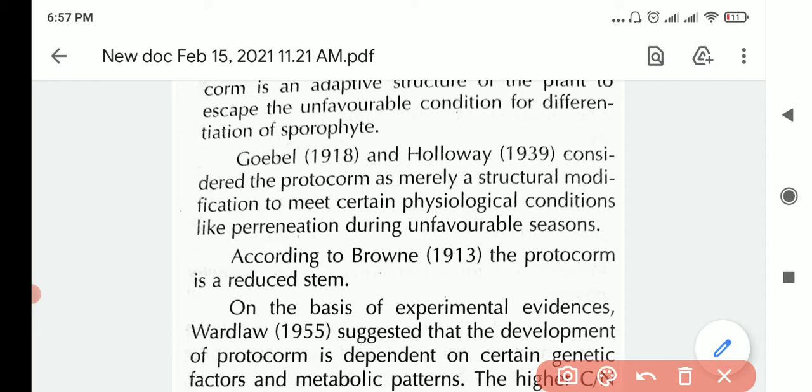Then some scientists say that the protocorm is only a modification of its structure so that it can meet certain physiological conditions, like resisting unfavorable conditions, unfavorable season. Now another scientist, Brown, said that the protocorm is just a reduced stem.